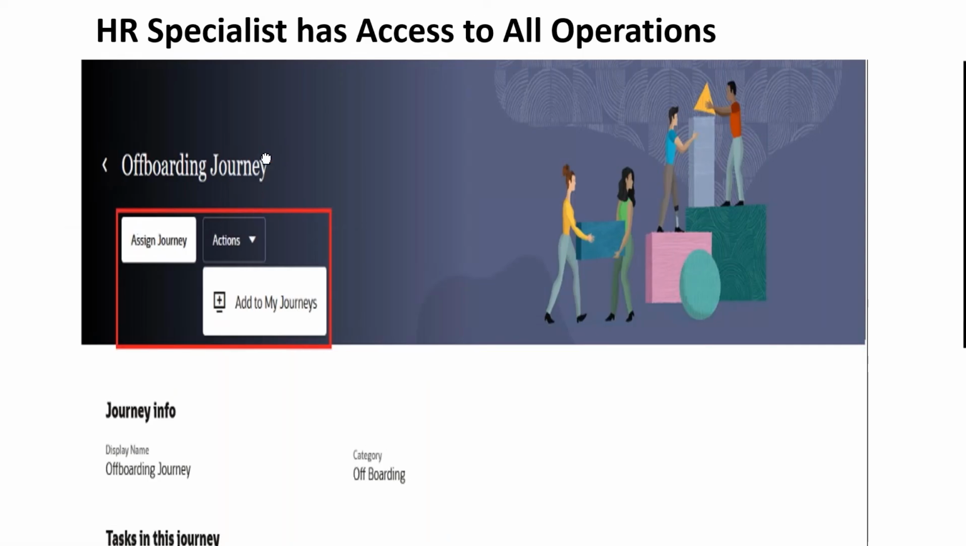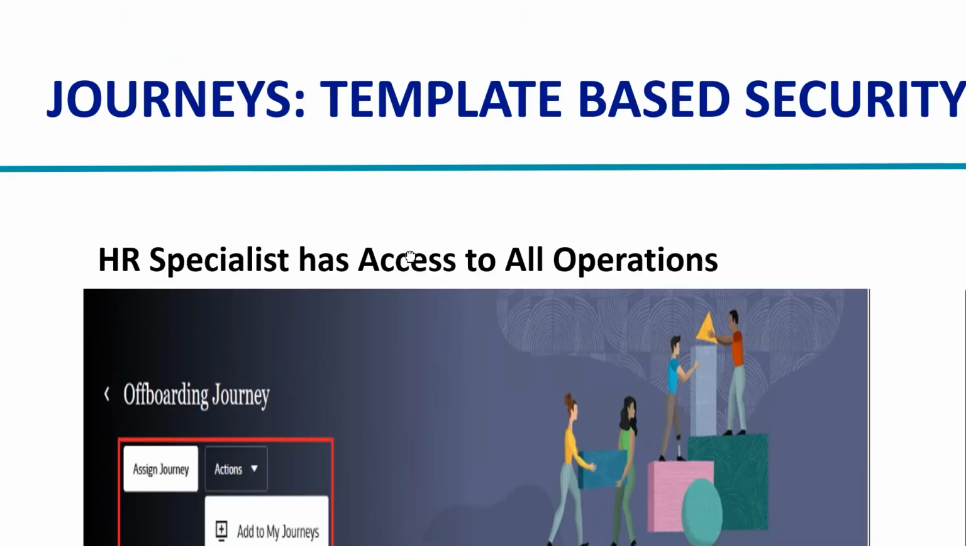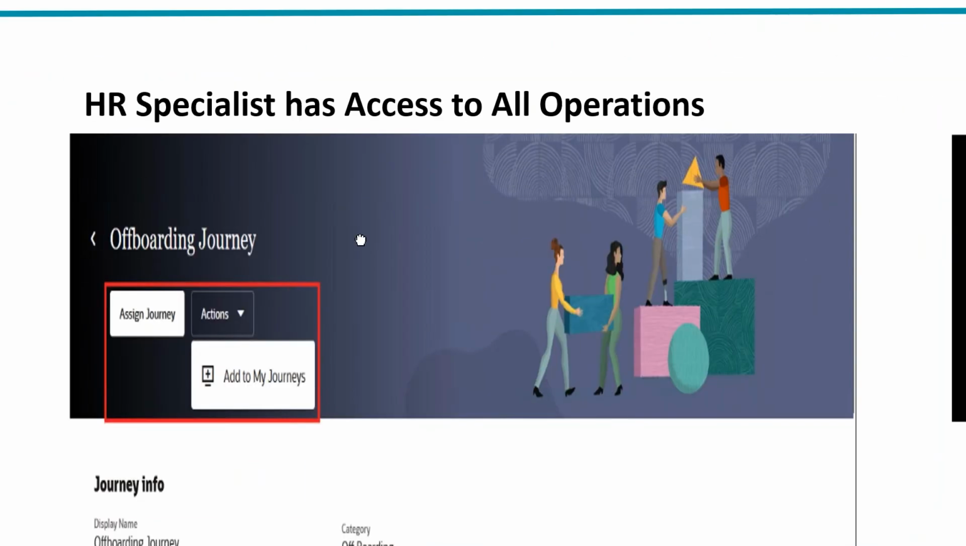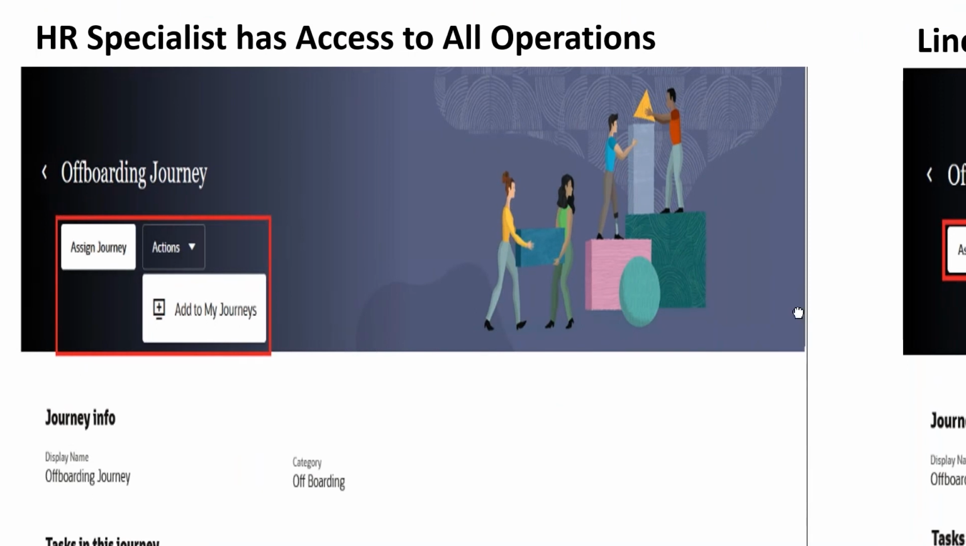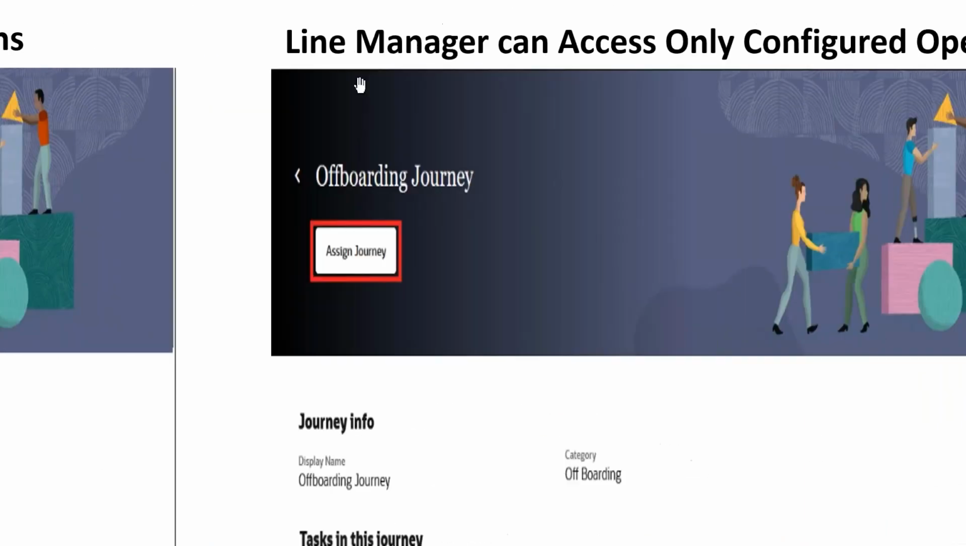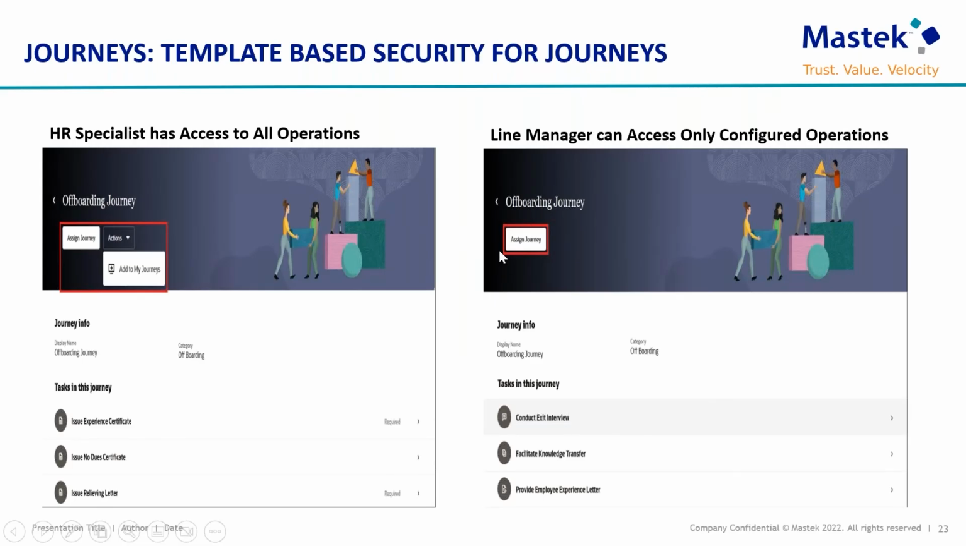So if we can look at the screenshots of this here, as a line manager, a HR specialist has multiple options. Like he can assign the journey and take actions, add it to himself. While the line manager only has the access to assign the journey to others, and he cannot assign it to himself. This is how a security can be configured for template-based security, for journeys.